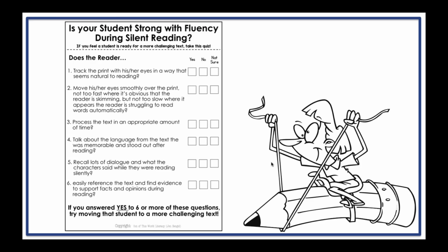Do they talk about the language from the text and the way it was memorable and stood out after reading? So are they talking about what was said in the text after they're done reading? Do they recall lots of dialogue and what the characters said while they were reading silently? So can they go back and say, "Oh my gosh, it was so funny when Sam in the story told Molly this or that"? And do they go back and talk about those kinds of things? Can they easily reference the text and find evidence to support facts and opinions during reading? So if they answered yes to all of these, then they are doing really good with their silent reading fluency.